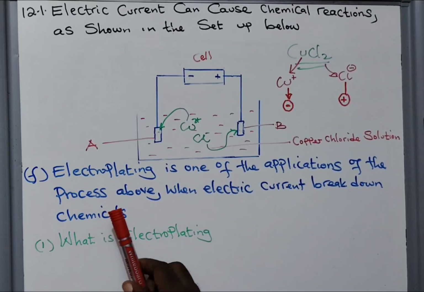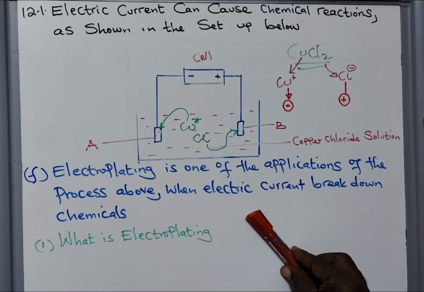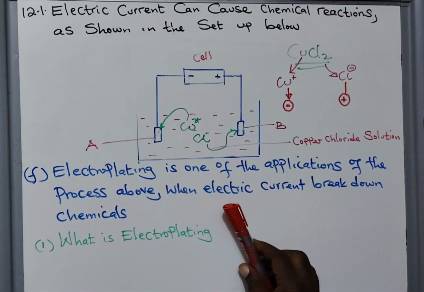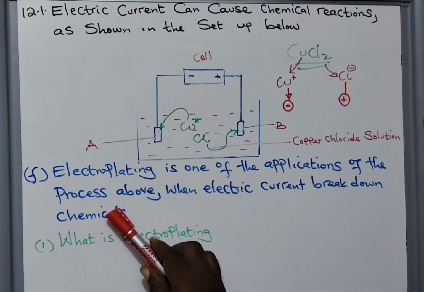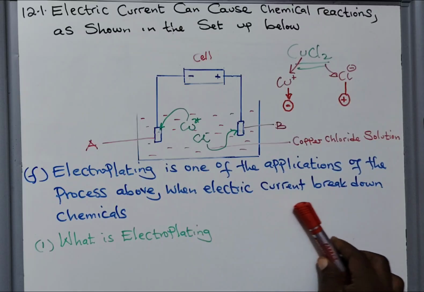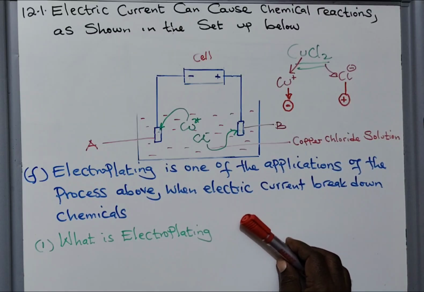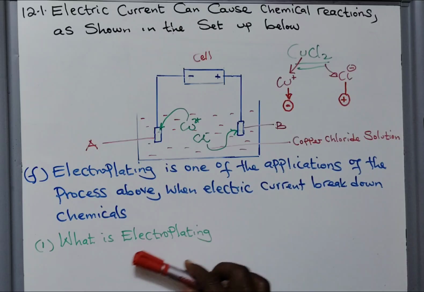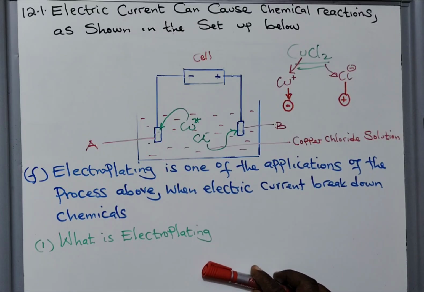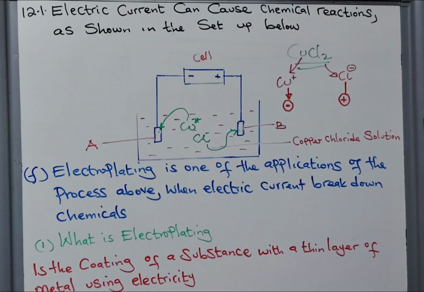Then we come to this question. It says that electroplating is one of the applications of the process above, when electric current breaks down chemicals. What is electroplating? Electroplating is the coating of a substance with a thin layer of metal using electricity.